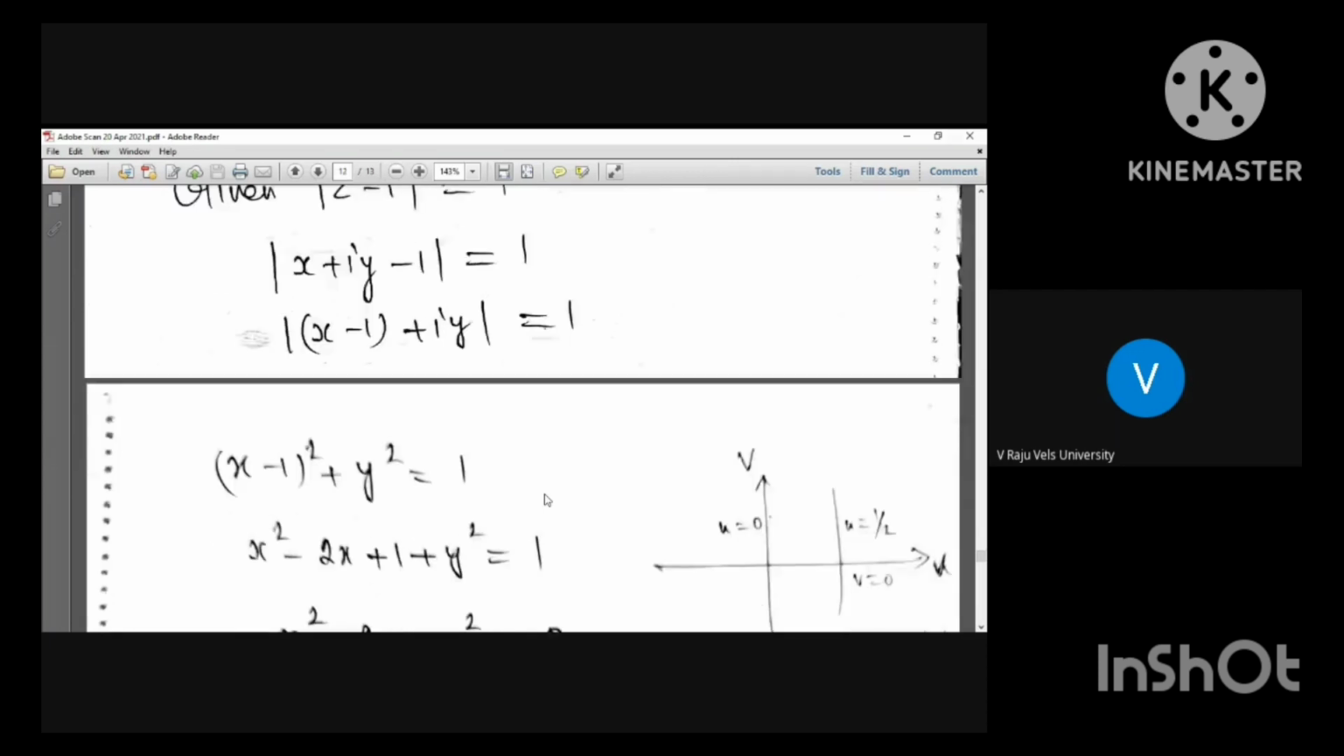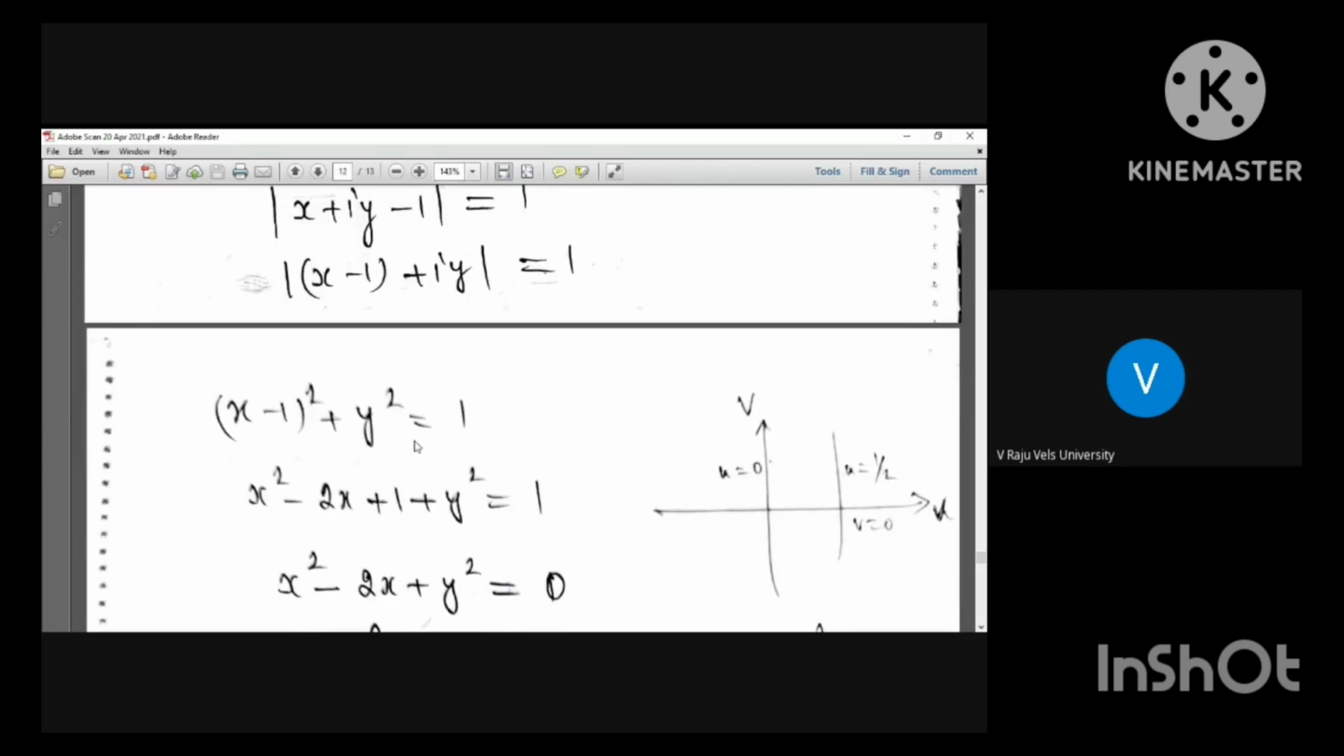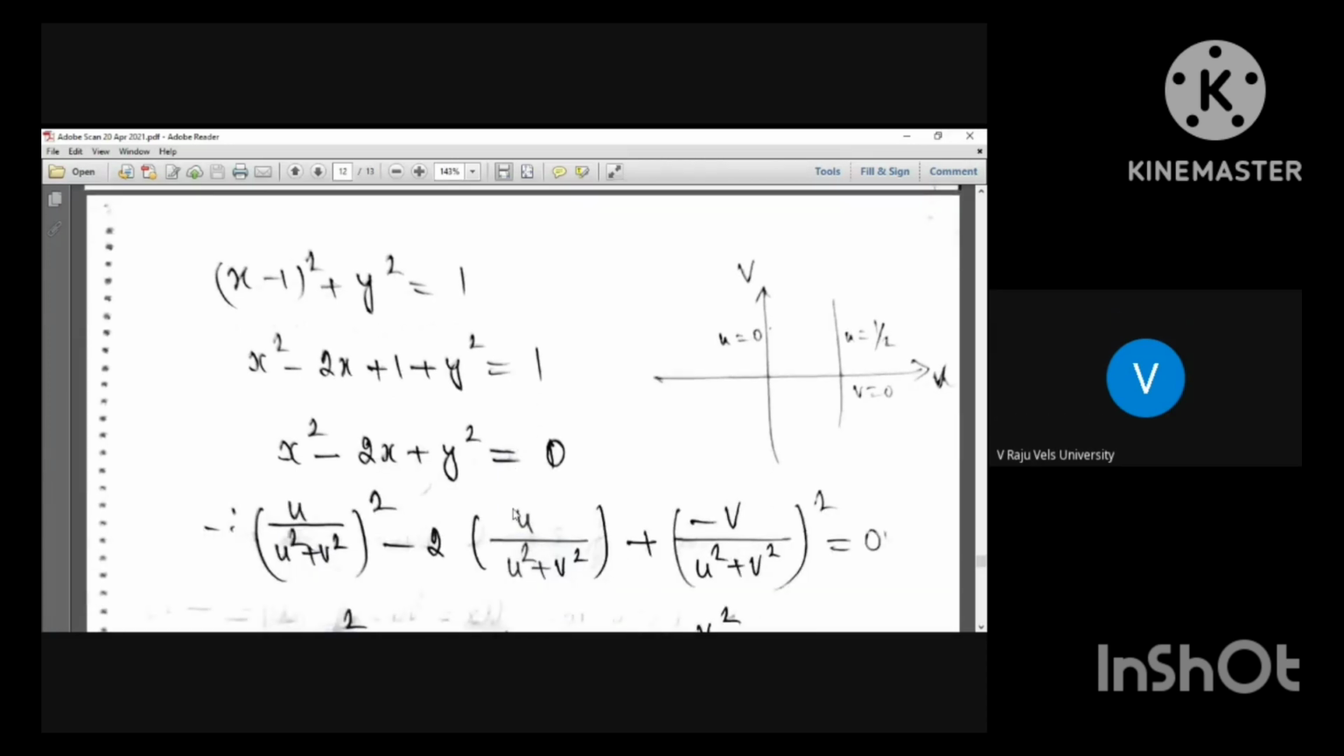Am I right? So here, (x minus 1) whole square plus y square is equal to 1. Square root will come on both sides, so both sides I am squaring. So x square, (x minus 1) whole square, if you are expanding, x square minus 2x plus 1 plus y square is equal to 1. 1 minus 1 is 0. So x square minus 2x plus y square is equal to 0.